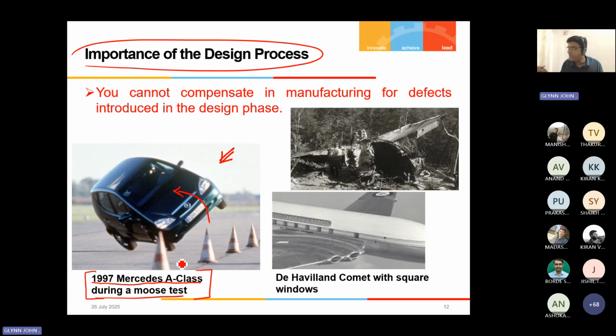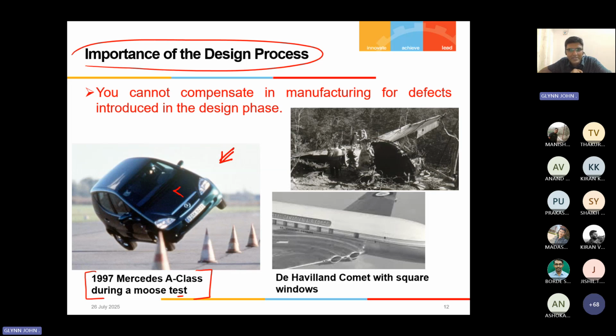So Mercedes A-Class, during a moose test. Moose test is where you just drive the car in a zigzag manner, take a sharp turn, and this car was failing. So this was a failure model, right? So now, can you change it?